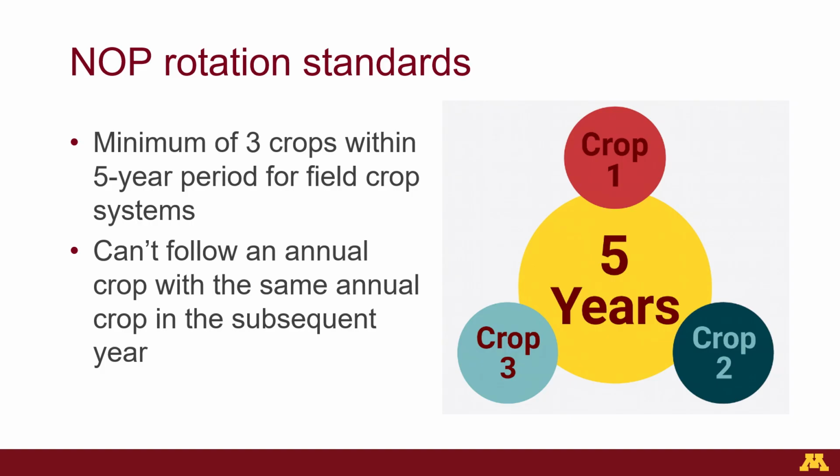Once you are certified, there are National Organic Program rotation standards that must be followed. For field cropping systems, generally there must be a minimum of 3 different crops within a 5-year period for the same field. The same annual crop can't be grown 2 years in a row in the same field.